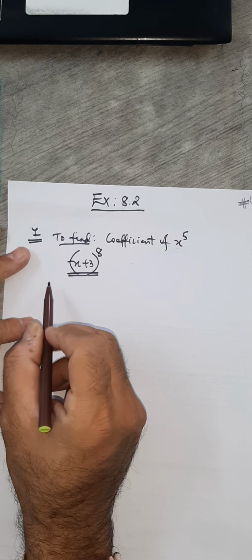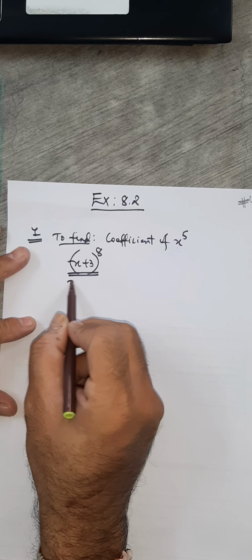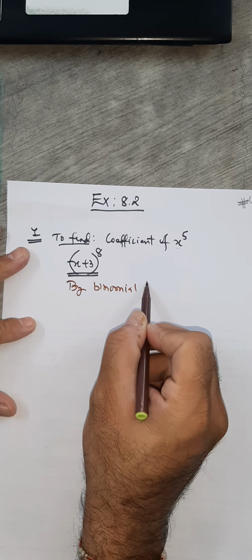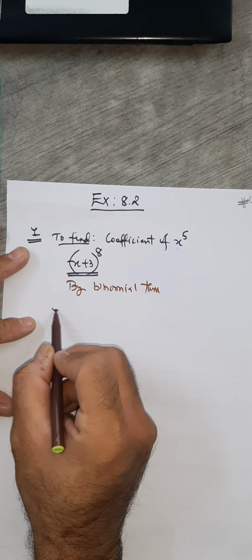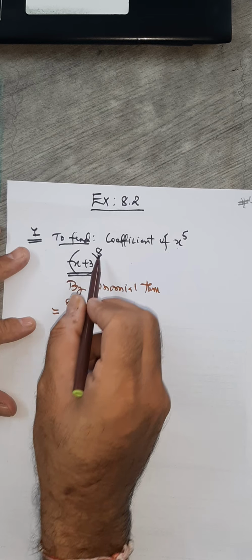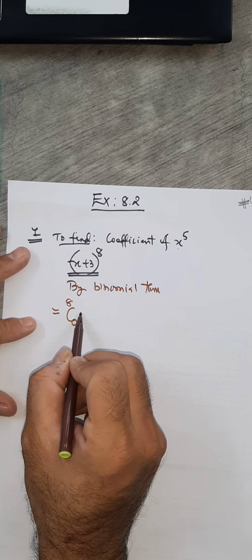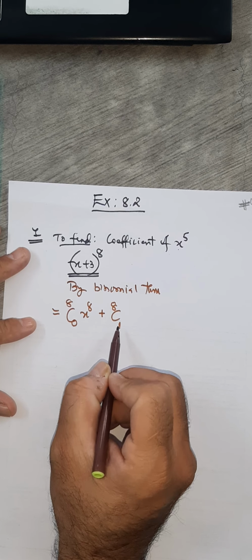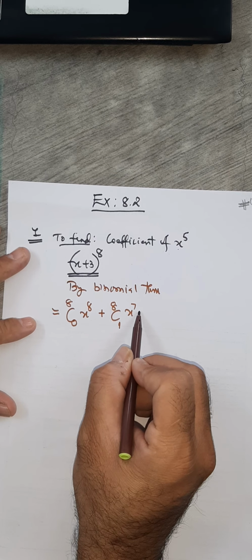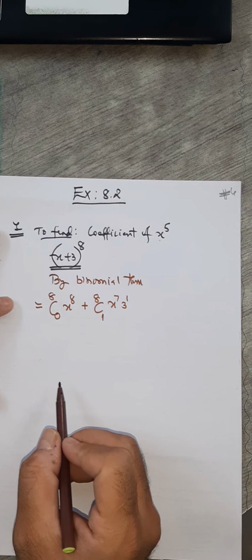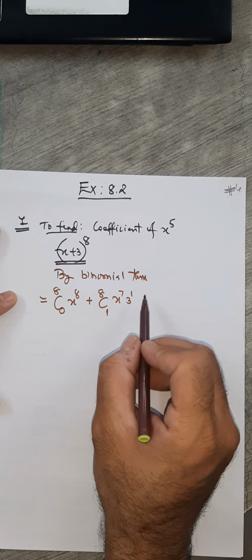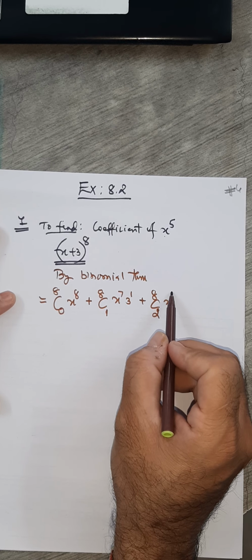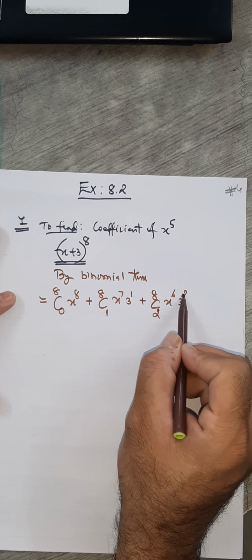Now here, one way is this. You can do like this. Remember, I'm expanding by binomial theorem. Let me expand here. See, I'm doing like this. You know how to do. 8c0 x raised to 8. 8c1 x raised to 7 into 3 raised to 1. You know very well now, right? You must know now at least. 8c2 x raised to 6, 3 square.